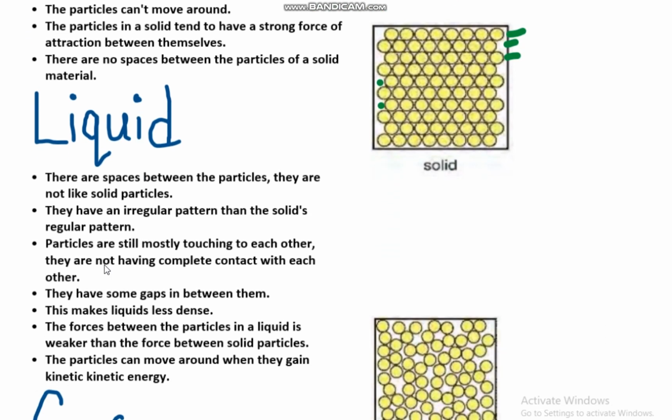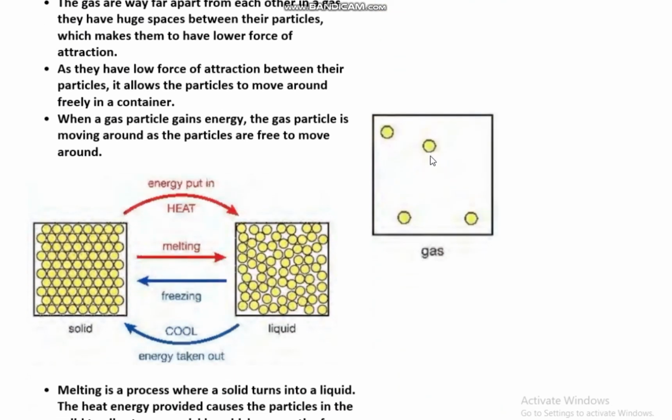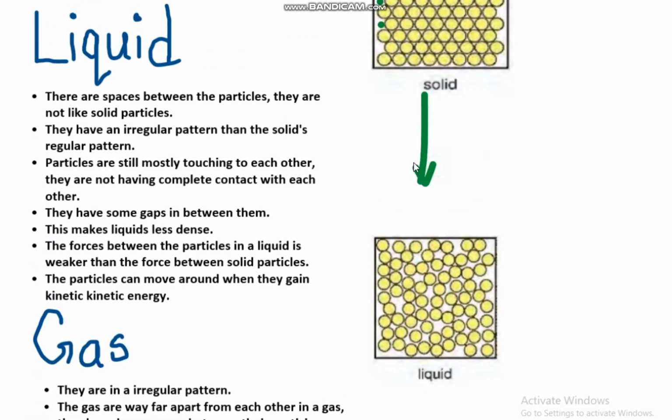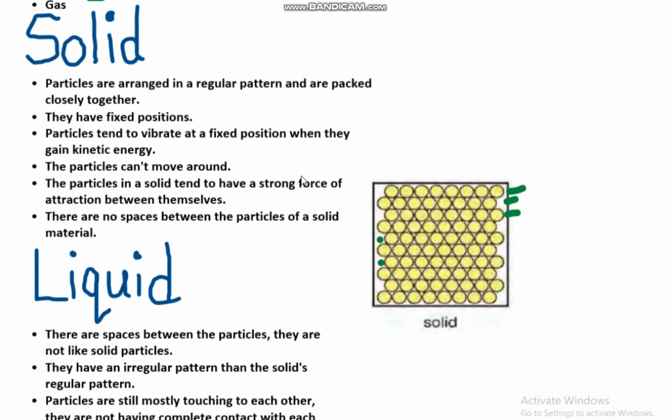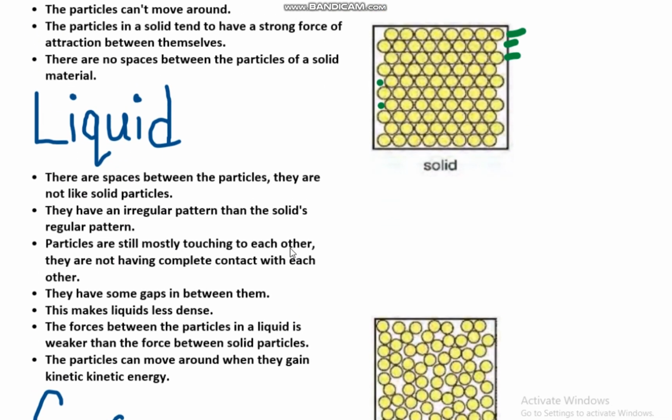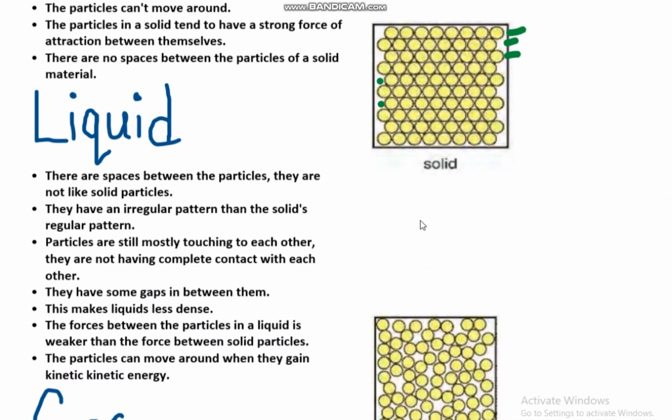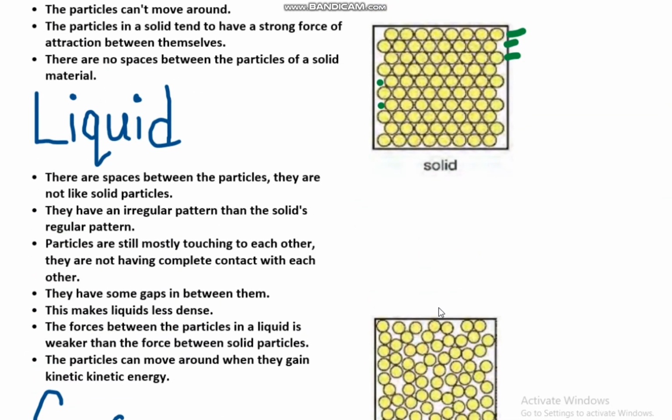And then let's move to liquids. Liquids are mostly the same as solids, but there are some differences. There's space between the particles. Gases are totally different, but liquids and solids have some similarities in looking, but liquids have an irregular pattern unlike solid particles, and they can move. They are almost touching, meaning they don't have those big gaps like gases. So first, they move around and are not in a fixed shape, and they are irregular.